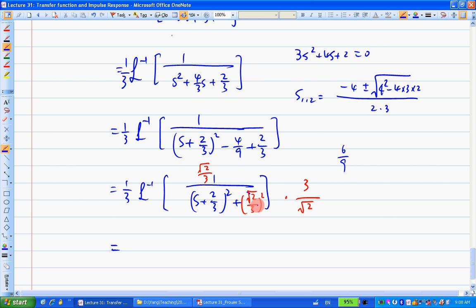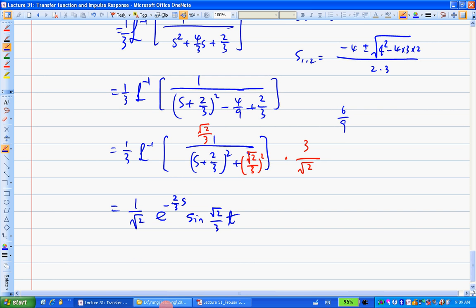So then the inverse Laplace. So this 3 by that's 1 over root 2. So these 3 cancel, 1 over root 2. And altogether, what's inside here is e to the power of negative 2 over 3 s, sine root 2 over 3 t.